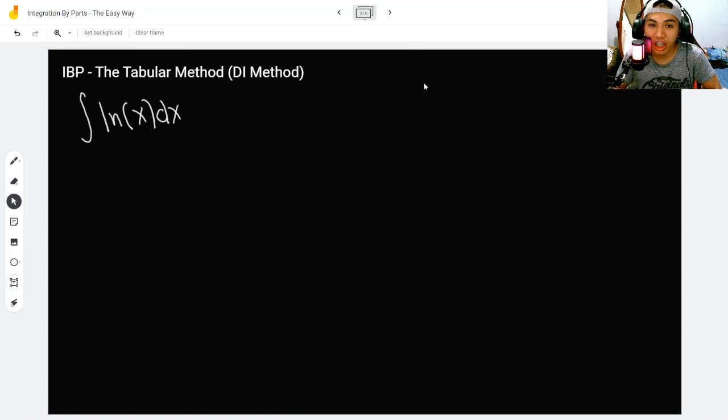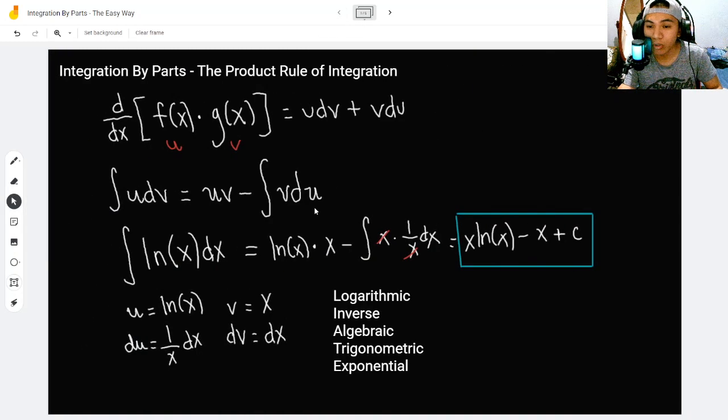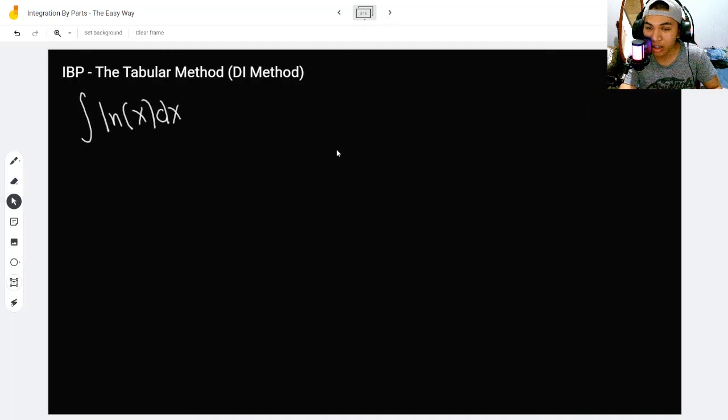Now, let's move on. So another variation of the integration by parts, and this is actually what I would like to advocate for most students taking calculus to use, is the DI method. Basically the DI method, or the tabular method, is a much simpler version of the usual integration by parts, since you do not have to repeat this all over again. So let me explain.